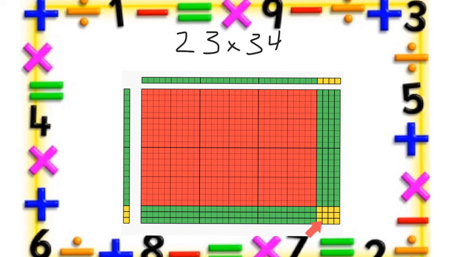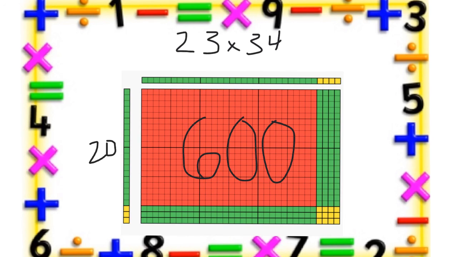I didn't fill them in all with ones. I filled them in with the biggest blocks that I could, and that's going to make this a lot easier for me to calculate my total. So looking at my pieces, I notice that I have 6 red hundreds, and so I have 600. And that makes sense because I had 20 here times 30 here, and 20 times 30 is 600.